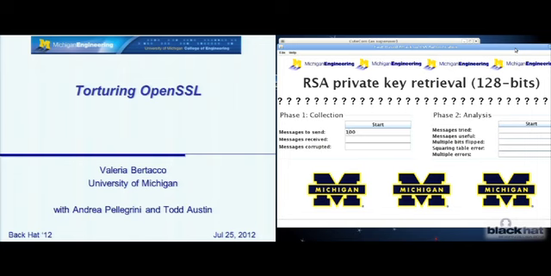Good afternoon, everybody. I'm Valeria Bertacco, a professor at the University of Michigan. The project I'm presenting today was developed together with one of my students, Andrea Pellegrini, and one of my colleagues, Todd Austin. We were actually trying to do a reliability project, which ended up being a security project. I'm going to discuss what we did.